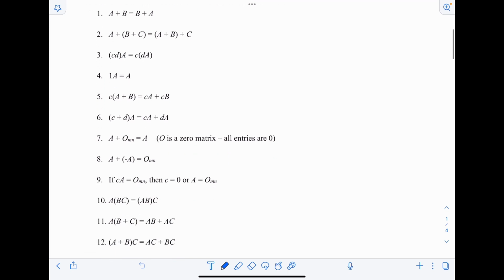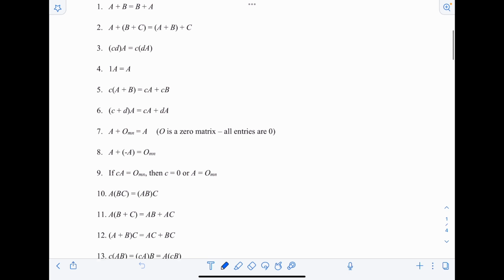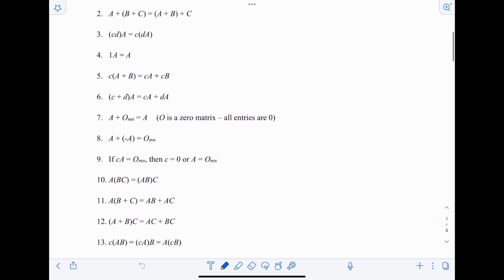And so on. So I'm not going to go through each one of these in detail again, but these mirror many of the properties that we have with real numbers. Maybe just a couple that I want to highlight. If you look down at 5 and 6, for example, if we're adding matrices and then multiplying by a scalar, you can multiply each matrix by the scalar first, or add them and then multiply by the scalar.